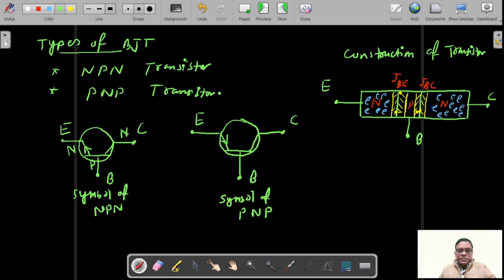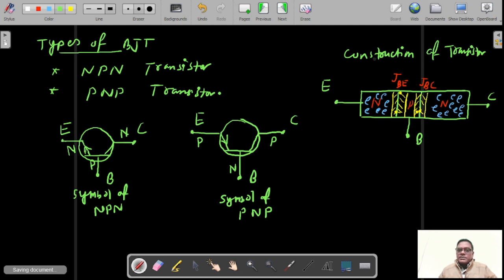Similarly, in the case of PNP, this is a P type region, N type region, and again a P type region. So the arrow comes from the P region to the N region. Of course, that is the direction of current. Always it will move from positive to negative. So this is only a symbol that we practically use for circuits.